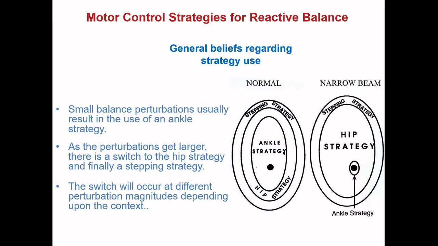Here we see the schematic of the strategy switches we might expect if a person is standing on a narrow beam. This is basically the same context as standing on a fallen tree that we looked at in an image a minute ago. If the support surface is a narrow beam, then the region where the ankle strategy will be useful is dramatically reduced. This means that we will see a hip strategy being used in response to much smaller perturbation magnitudes.